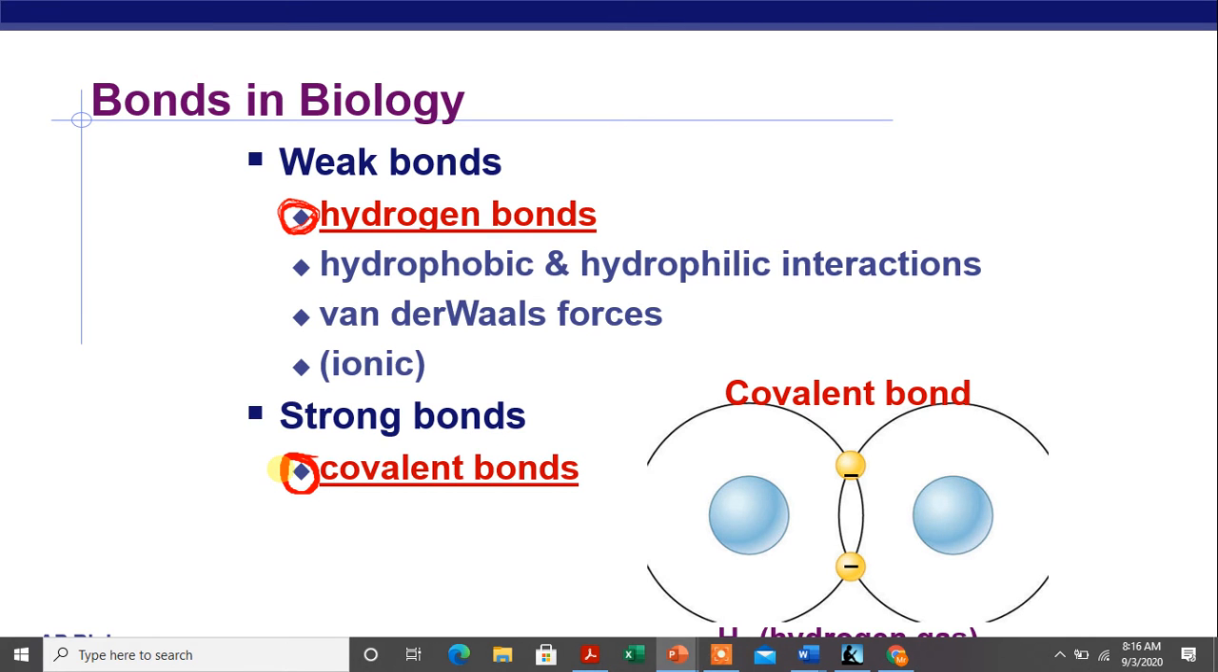So here's an example of a covalent bond. Just as a review, where sharing of electrons is occurring. Whenever I write E with a minus sign, this is just a habit from chemistry, that just means an electron.